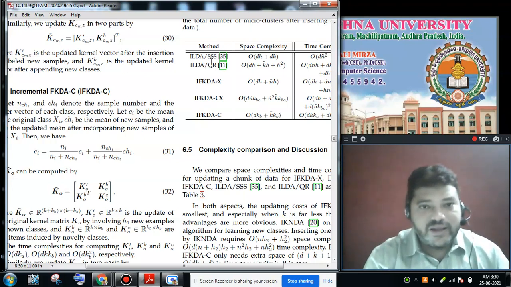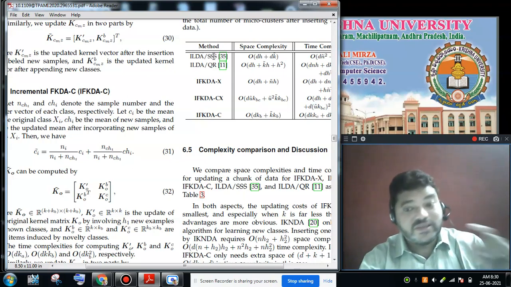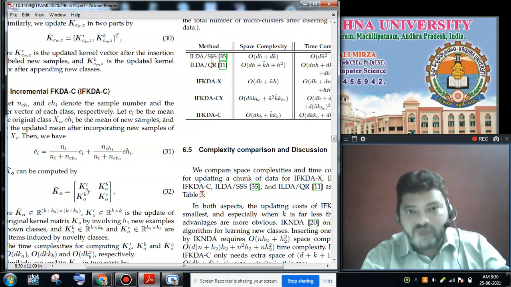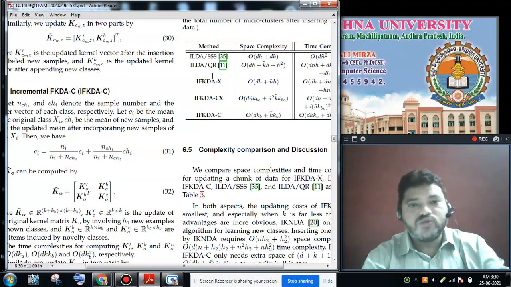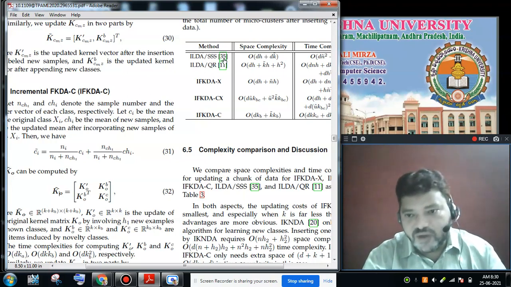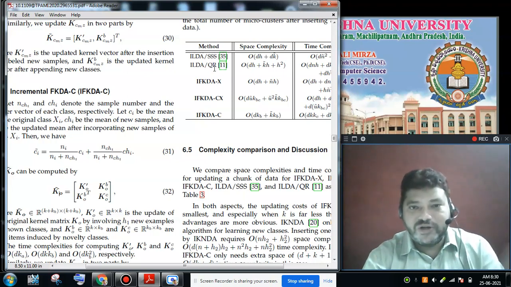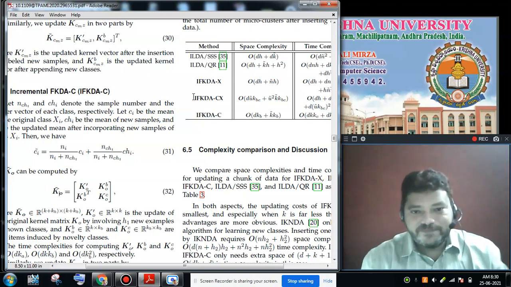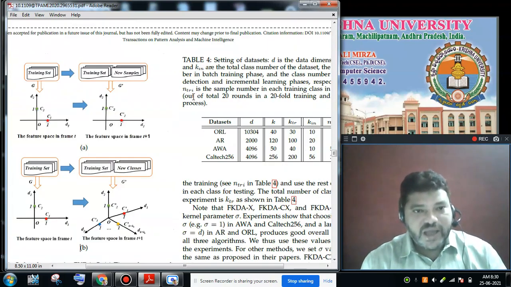For comparative purposes, they have used the incremental versions of the algorithms: ILDA with triple S, QS. This is the small sample size problem, which we call triple S here. That algorithm is also used for comparison. In reference number 35 you can get it, and in reference number 11 you can get the version details regarding this one. Then they go for the experimental analysis.